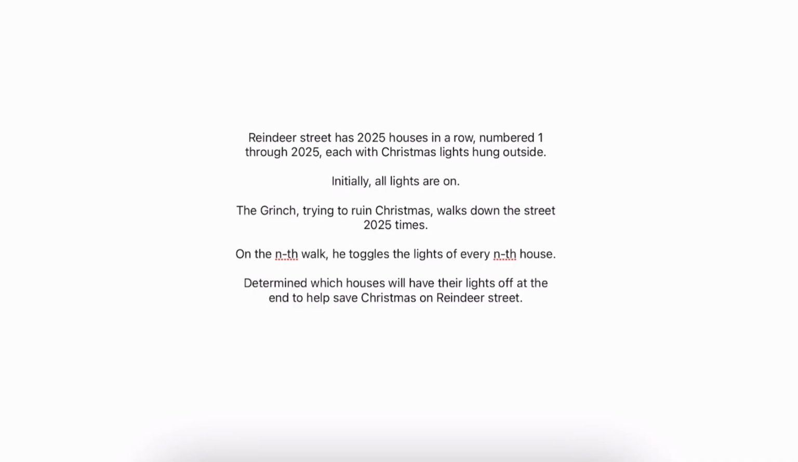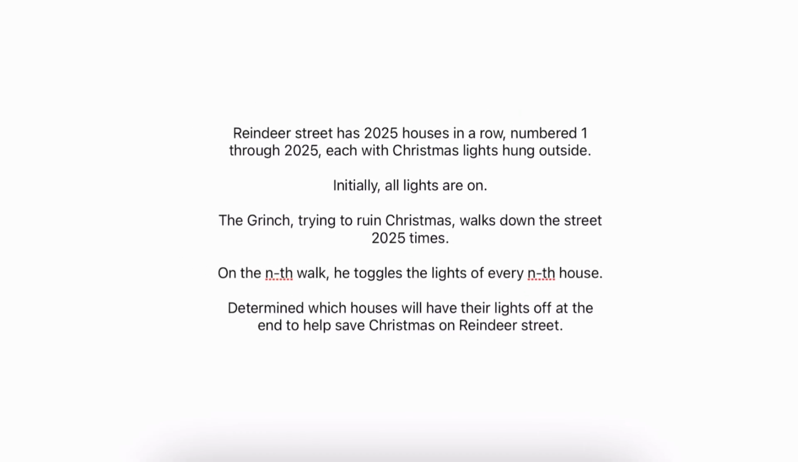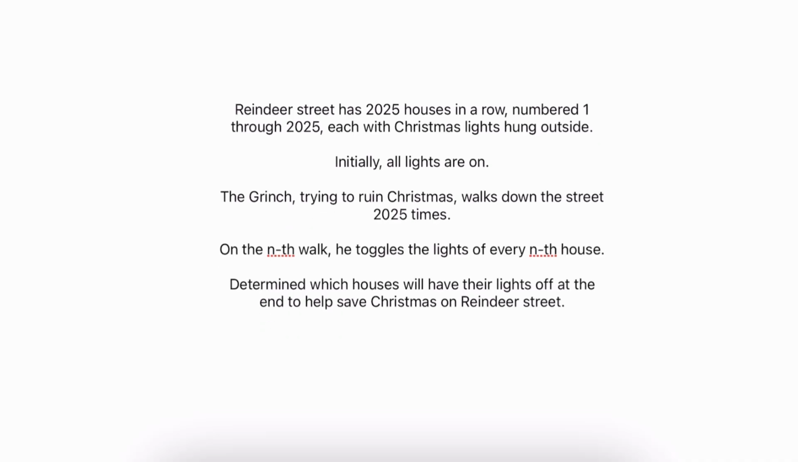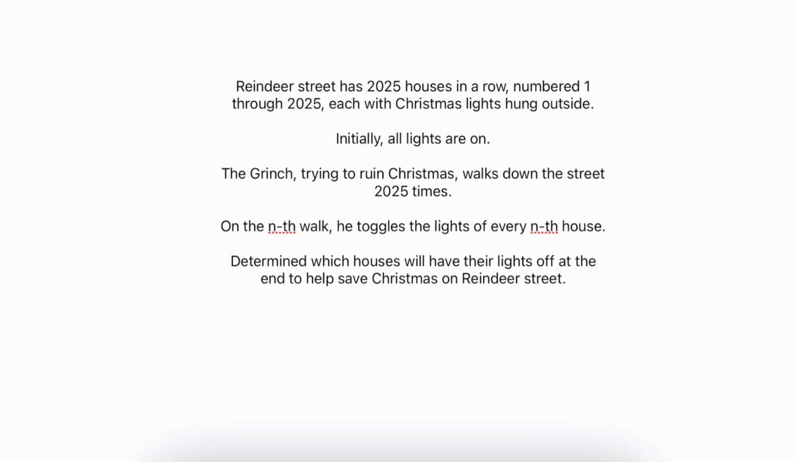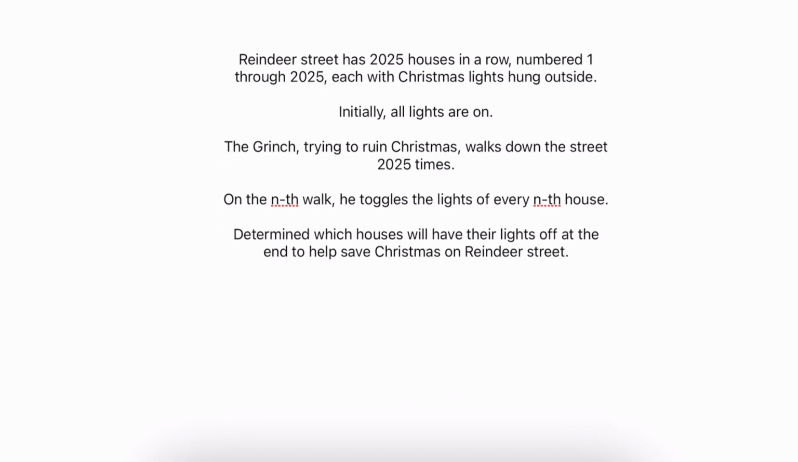But anyways, today we have a Christmas themed-ish sort of math problem where we have that Reindeer Street has 2025 houses in a row, numbered 1 through 2025, and they all have Christmas lights hung outside because it's Christmas. And all the lights are initially on, and the Grinch, trying to ruin Christmas, walks down the street 2025 times, and on the nth walk, toggles the light of every nth house.